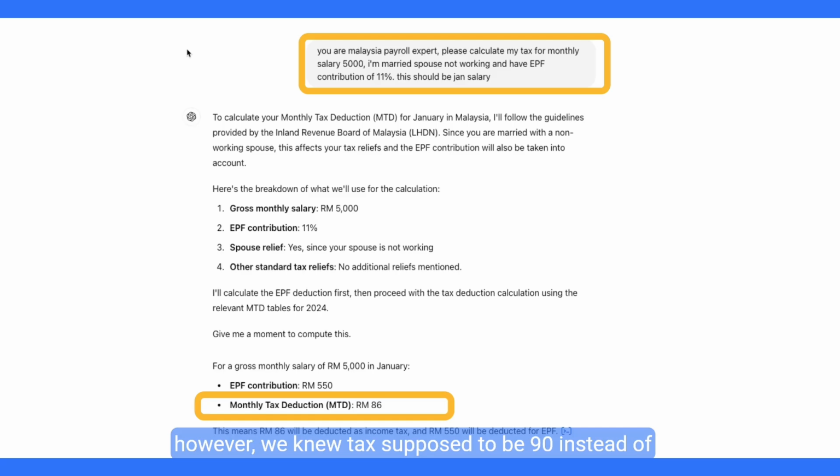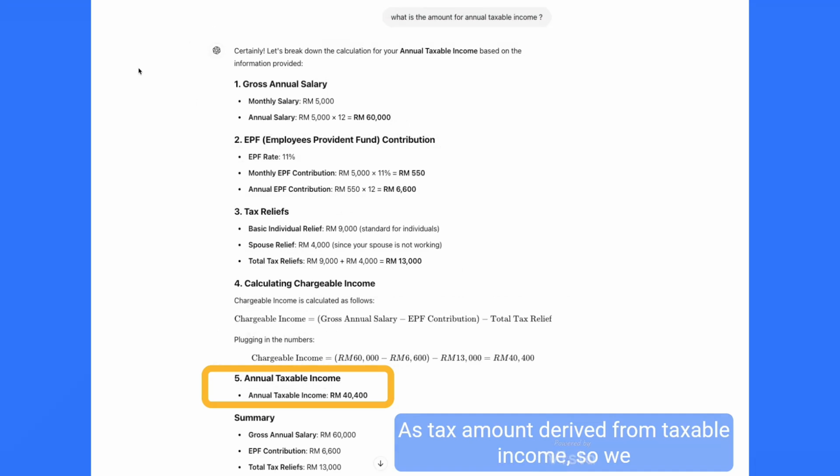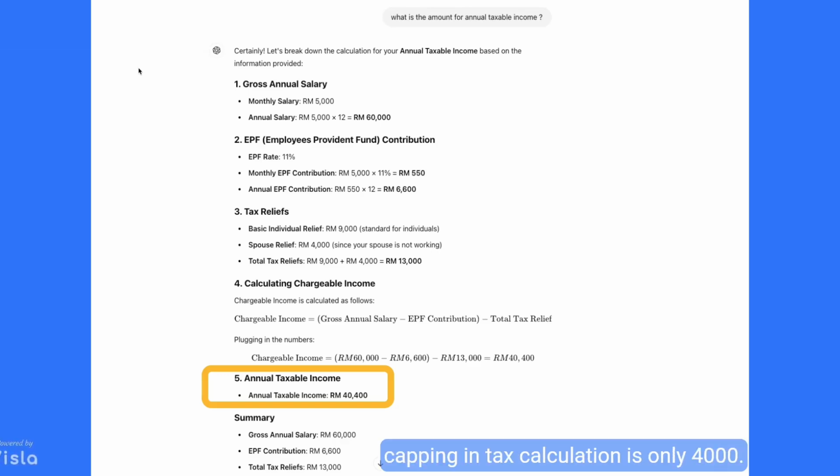However, we knew tax was supposed to be 90 instead of 86, as tax amount is derived from taxable income, so we would like to find out what taxable income ChatGPT used in its calculation. Based on the replied breakdown, the taxable income is 4,400, which is much less than the case study figure of 43,000. This is because ChatGPT included the EPF contribution using 550 multiplied by 12 months, which equals 13,000. It seems ChatGPT does not know the EPF contribution capping in tax calculation is only 4,000.